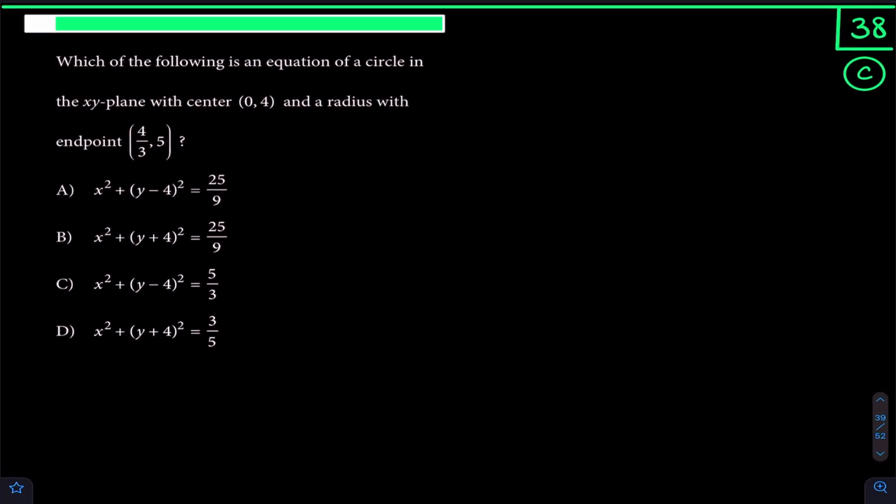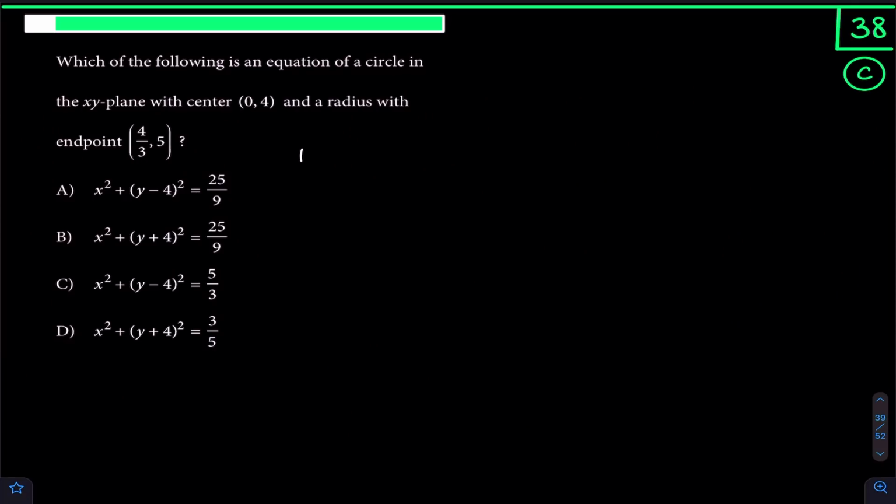So problem 38 says, which of the following is an equation of a circle in the xy plane with center (0, 4) and a radius with endpoint (4/3, 5)? So first off, let's talk about the equation of a circle, because if you don't know the equation of a circle, you're not going to know how to do this problem.